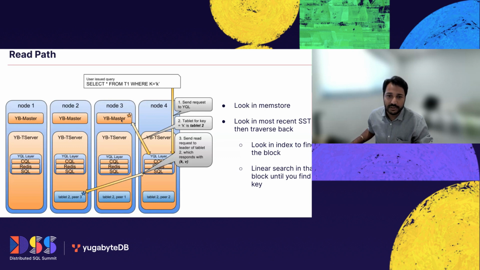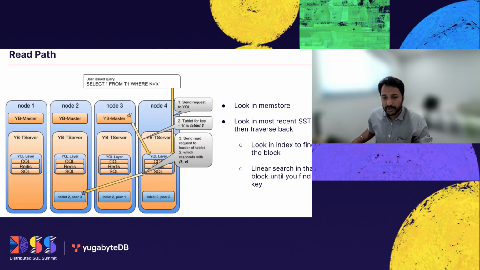The YB master, since it knows all the data distribution, responds back by saying, hey, this particular key is, let's say, on tablet 2, right? And then the query layer sends that request to the leader of tablet 2, which is denoted by a star over here. Now, this is just a very broad example where I'm showing internode communication.